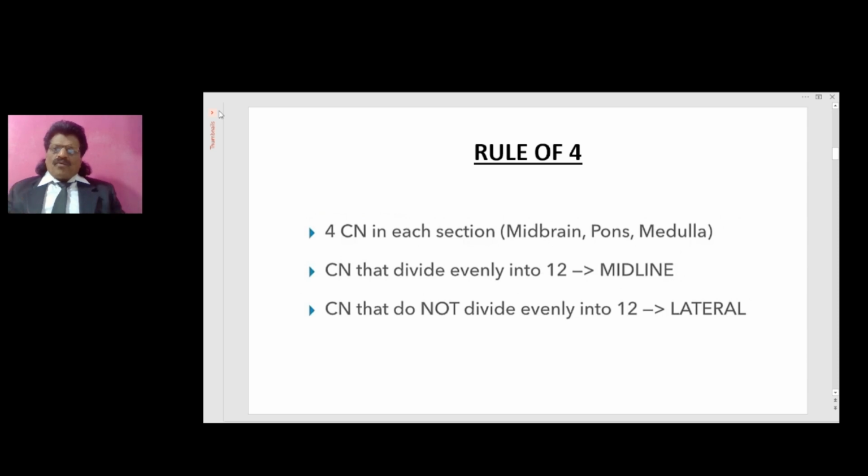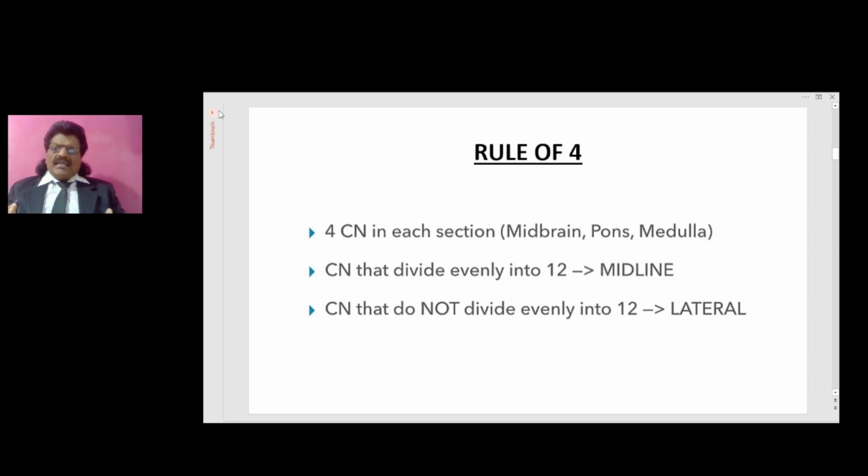According to the rule of 4, there are 4 cranial nerves in each section, that is midbrain, pons and medulla oblongata. 4 cranial nerves in midbrain and above, that is 1st and 2nd above midbrain, 3rd and 4th in midbrain. 4 cranial nerves in the pons, that is 5, 6, 7, 8, and 4 cranial nerves in the medulla oblongata, that is 9, 10, 11, 12. So there are totally 12 cranial nerves.